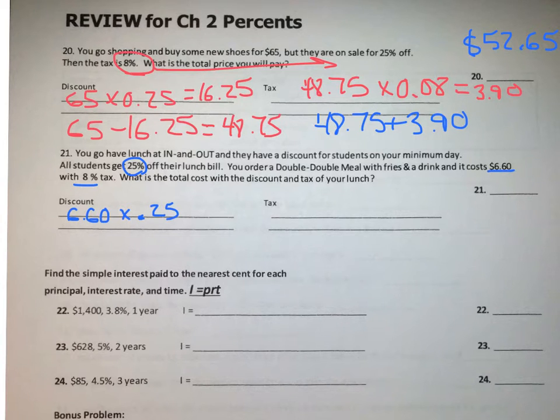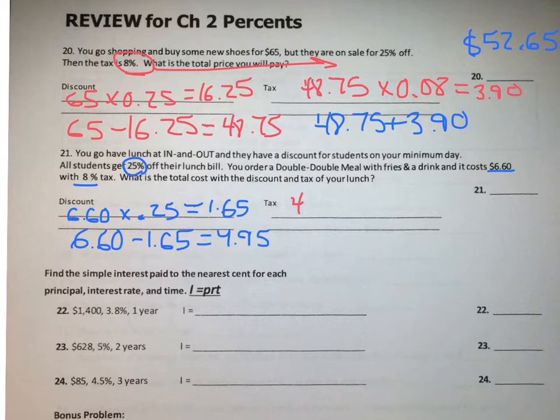So 6.60 in your calculator times 0.25 gives you how much discount you'll receive, and I'll receive $1.65 in discount. Now I subtract that to find out how much I actually pay. So $6.60 minus $1.65, I'm going to be paying $4.95, but then I have to add on tax.